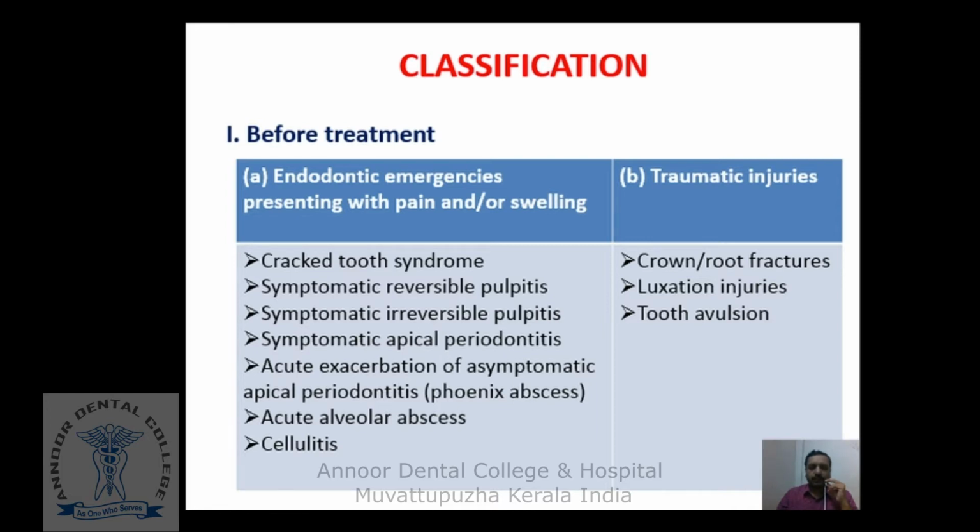The first one, that is the before treatment or pre-treatment emergencies, is further subclassified into endodontic emergency presenting with pain and/or swelling, and traumatic injuries. So the conditions that present with pain and swelling include cracked tooth syndrome, symptomatic reversible pulpitis, symptomatic irreversible pulpitis, symptomatic apical periodontitis, acute exacerbation of asymptomatic apical periodontitis, that is phoenix abscess, acute alveolar abscess, and cellulitis. The traumatic injuries that present as endodontic emergencies include crown root fractures, luxation injuries, and tooth avulsion.